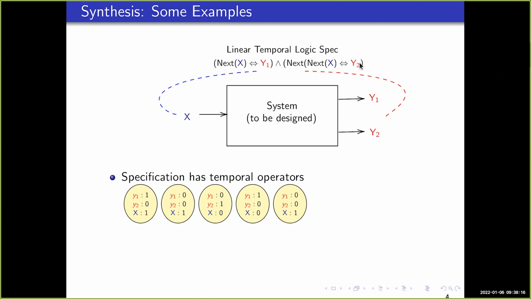Given this LTL spec, which is a perfectly legitimate LTL spec, I might have a sequence of valuations of x and y like this. And then we need to ask, well, can we at all design this system? Because there's something funny happening here. x is my input and y1 and y2 are my outputs. So if I am required to generate the value of y1 at the current point of time, such that it matches the value of x at the next point of time, how do I even know the value of x at the next point of time? And this y2 must match the value of x 2 steps down the line. How do I know at the current point of time what will be the value of x 2 steps down the line? So there's something funny going on here.